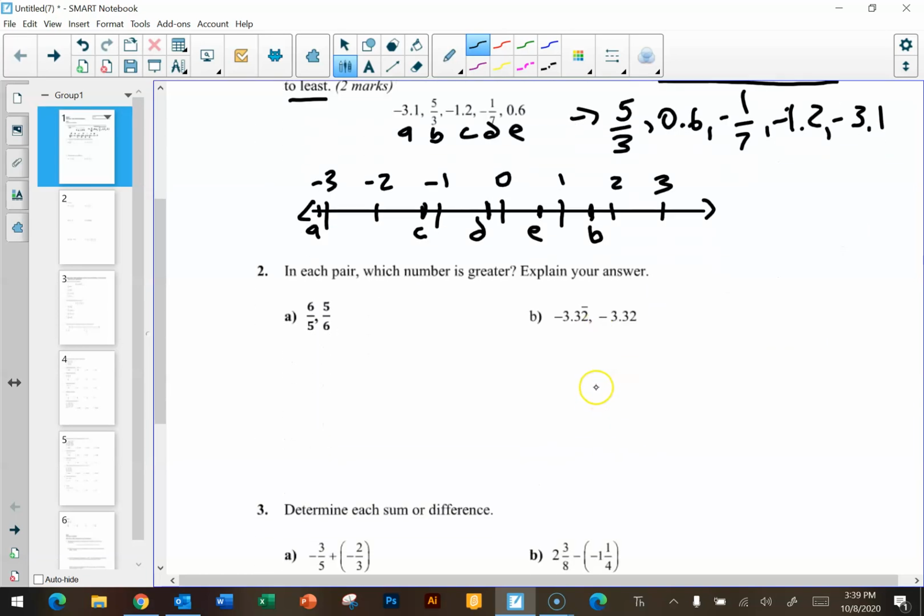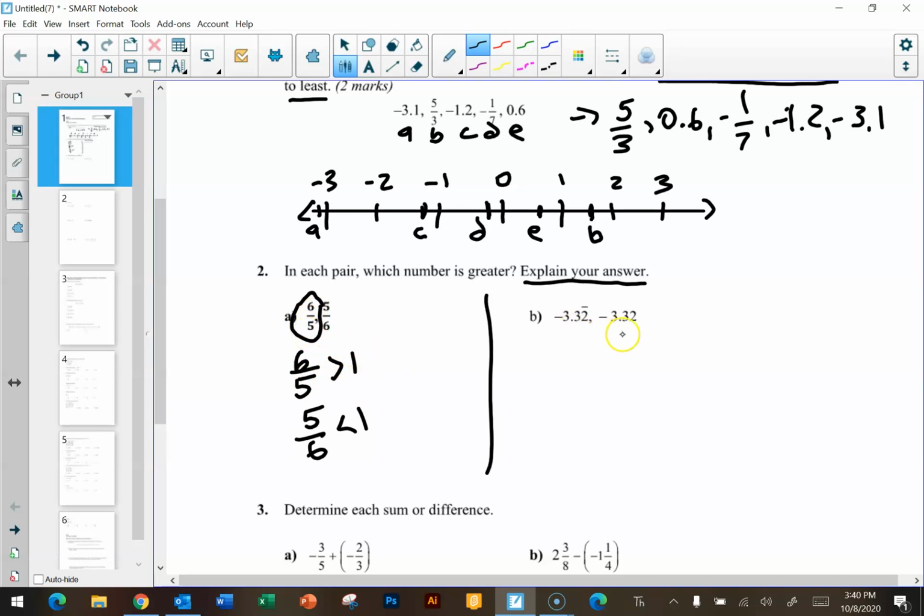In each pair, which number is greater? Explain your answer. Try to use words, but if you need to, you can use a number line. For these ones right here, I think the best way to do this is to recognize that 6/5 is greater than 1, and 5/6 is less than 1. Okay, so that's a good enough explanation for why this one is bigger.